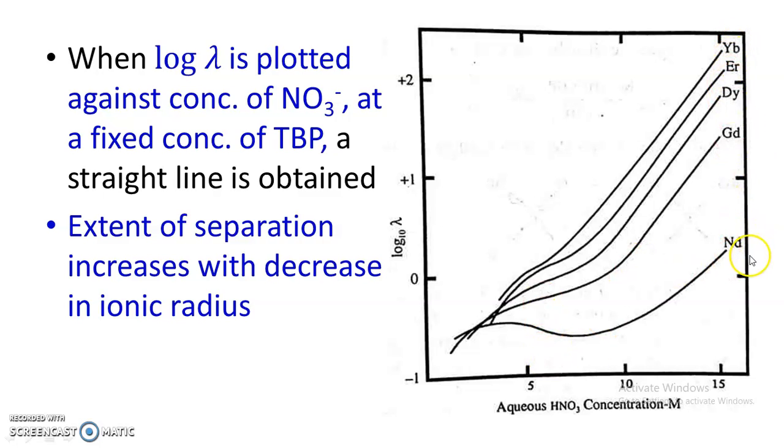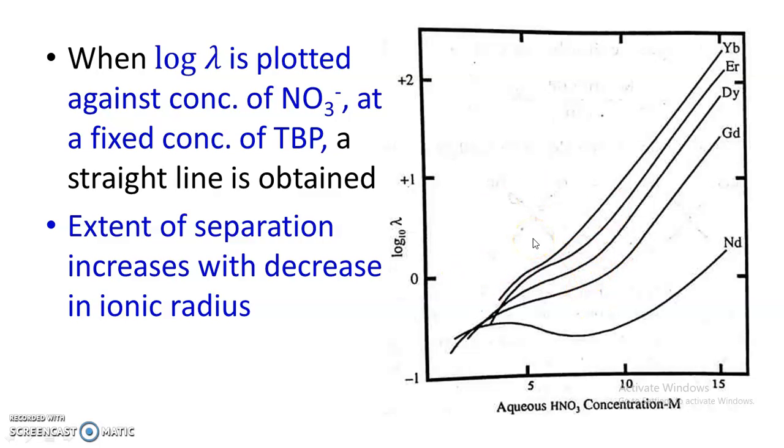Now consider these lanthanides: neodymium, gadolinium, dysprosium, erbium, ytterbium. Because of lanthanide contraction, the ytterbium ion is the smallest ion, it has a smaller ionic radius, and its separation is easier. So the extent of separation increases with decrease in ionic radius. This is a very important thing.